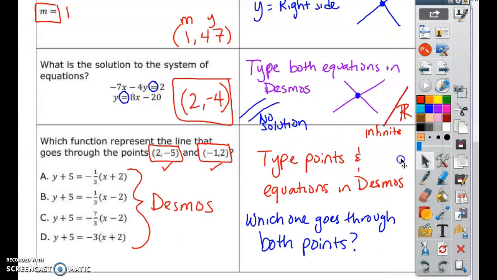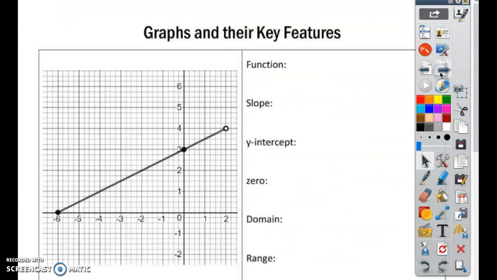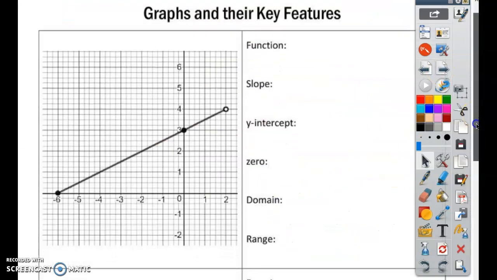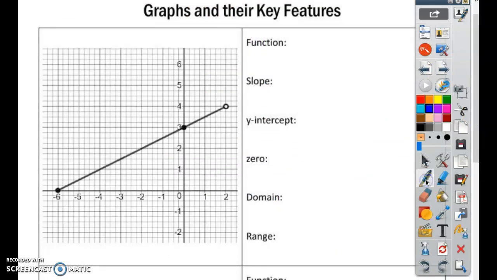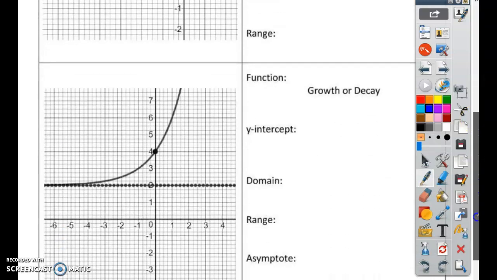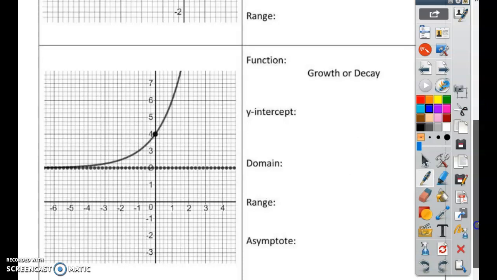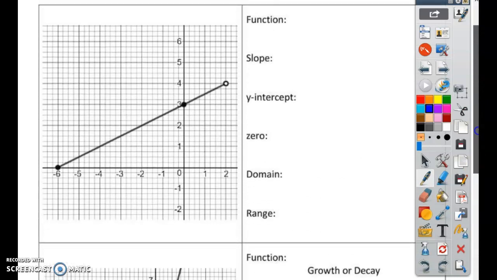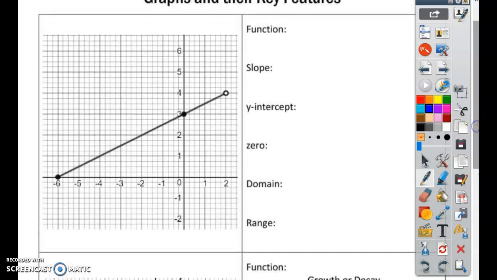Let's go to the next page. Here, you need to know all of the key features for linears and exponentials. We did linears a while back. We did exponentials last week. So you guys have to remember both. So first of all, slope is the m, which is the change of y over the change of x, which is the rise over run.